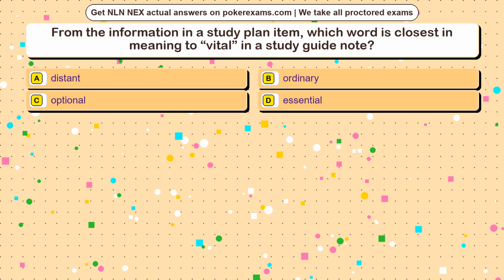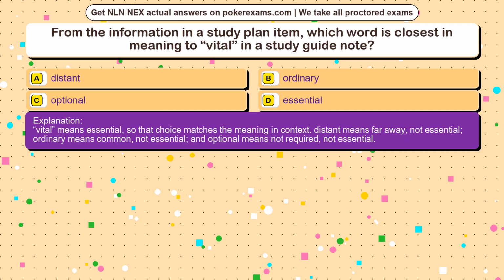The correct answer is option. Vital means essential, so that choice matches the meaning in context. Distant means far away, not essential. Ordinary means common, not essential, and optional means not required, not essential.